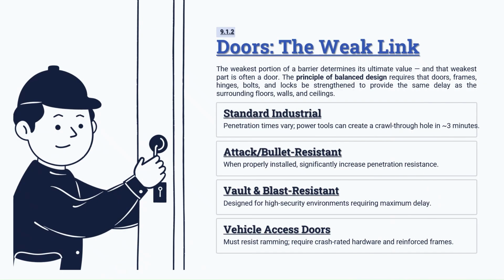Doors are often considered the weakest link in structural security. No matter how strong the surrounding walls are, an inadequately secured door can compromise the entire system. Different types of doors offer varying levels of protection, from standard industrial doors to bullet-resistant and blast-resistant doors designed for high-security environments. Vault and secure access doors are specifically engineered to resist forced entry and delay attackers. The key takeaway is this: a door must not just provide access, but also resist unauthorized entry effectively with strong materials, proper locking systems, and reinforced frames.